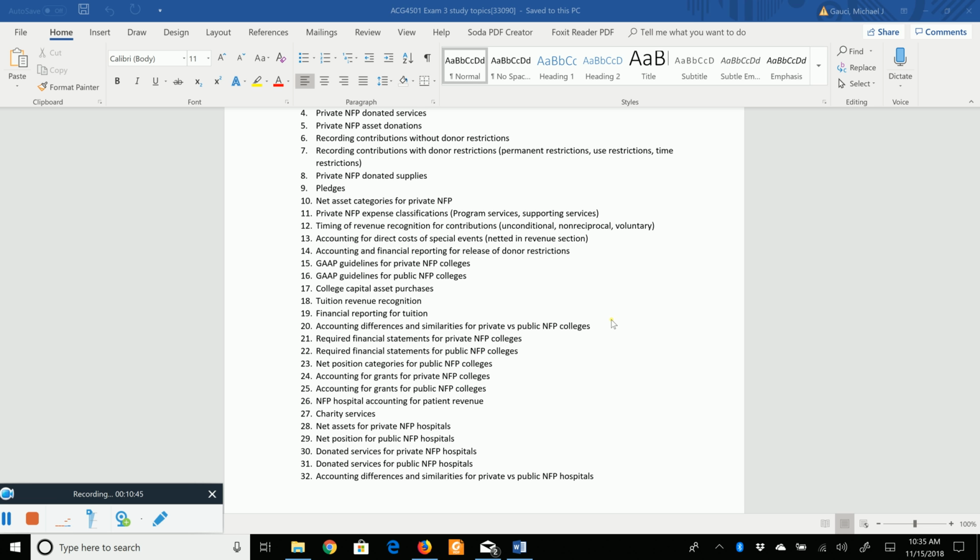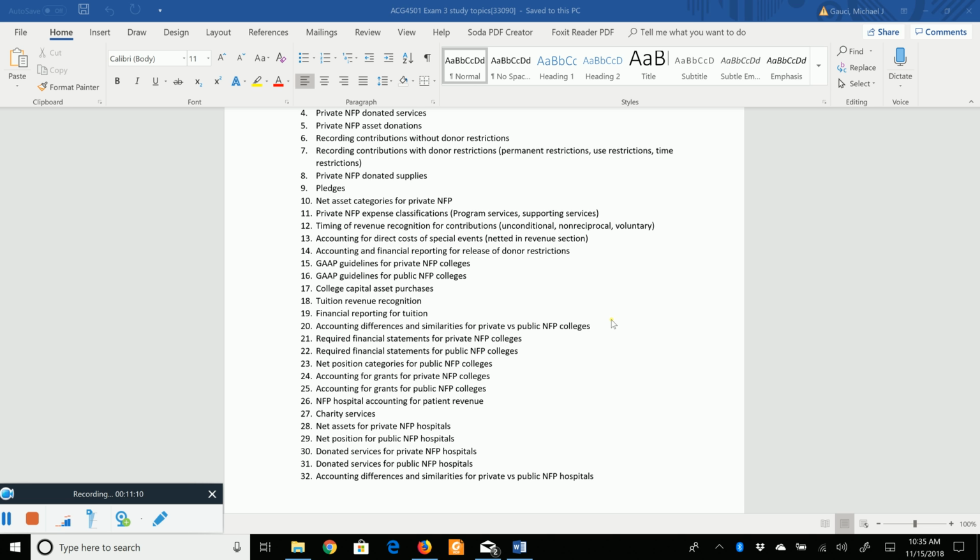Number 12, timing of revenue recognition. All right, this is very important. When we get a contribution, that can be recorded as revenue upon meeting these three criteria. Number 1, unconditional. Number 2, non-reciprocal. And number 3, voluntary. The one that takes the most work is really the conditions or no conditions.